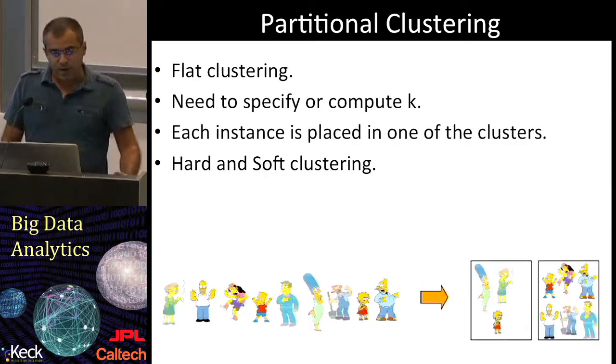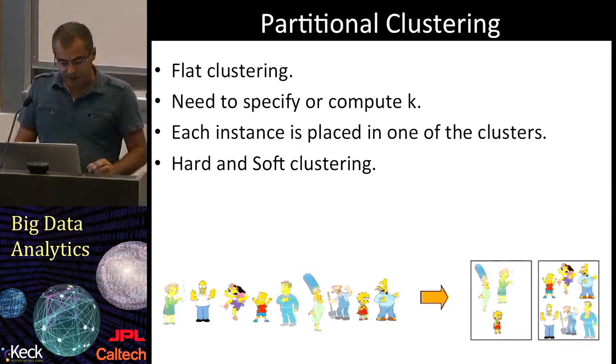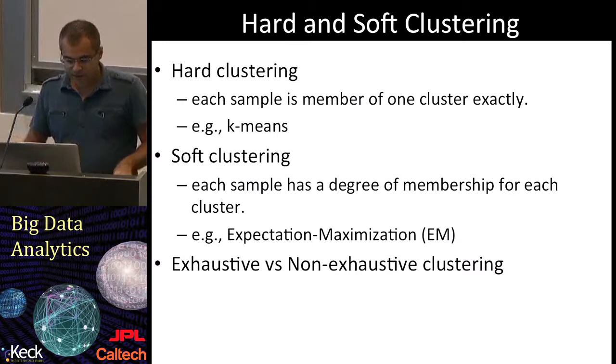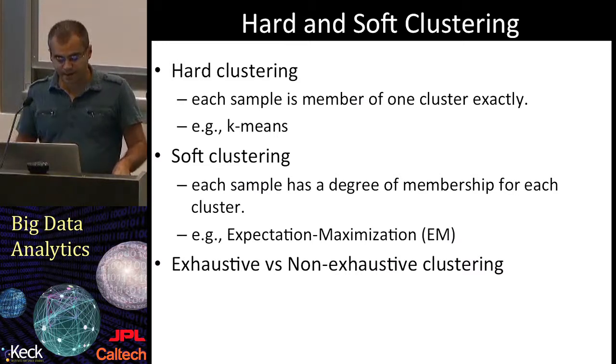Now, we have talked about hierarchical clustering. Let's now briefly introduce partitional clustering, which you will see in more detail when we speak about k-means. In partitional clustering, we need to specify the number of desired clusters k, either giving it as input because we know what to expect, or trying multiple ones and determining the best using some measure. In partitional clustering, each instance is placed in one of the clusters, and we can have hard and soft clustering. In hard clustering, each sample is a member of one cluster exactly.